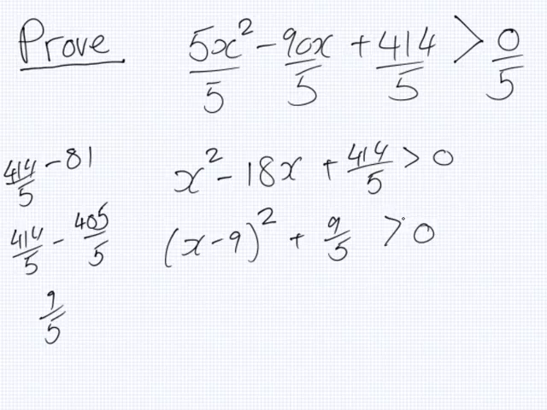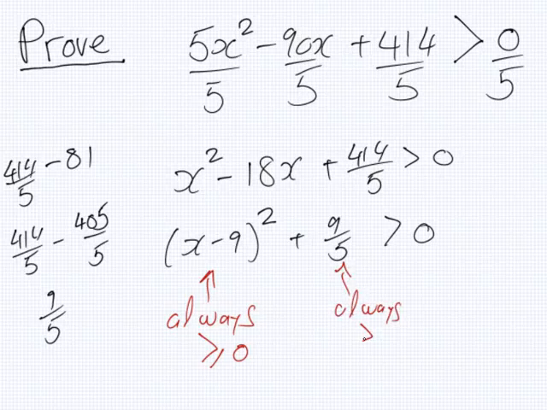But we're finished, because look. This is always bigger than or equal to 0. This is always bigger than 0. So when I add them together, it's always bigger than 0. Could it equal 0? No. It's always bigger than 0. So therefore, it's true. Yeah? Okay.